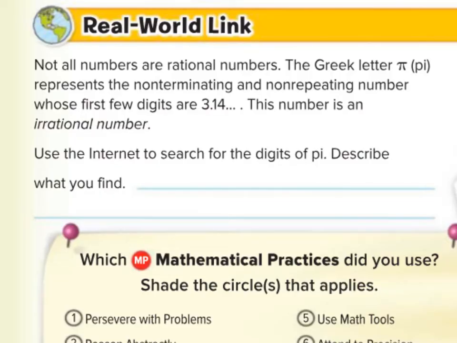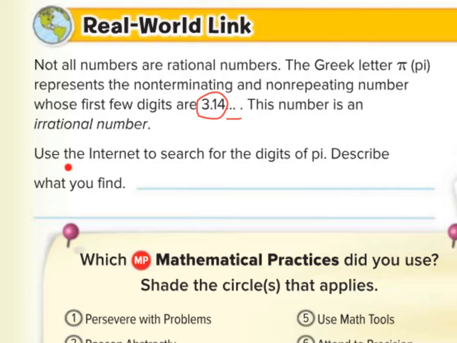Now let's look at a real world example. Not all numbers are rational numbers. The Greek letter pi represents the non-terminating and non-repeating number. Non means not, right? And terminating means finishing. So this means not finishing or not ending, and not repeating number whose first few digits are 3.14. Now 3.14, and you see how it has the 3 dots right there? That means it continues on. The number is not done. This number is an irrational number, so not rational.